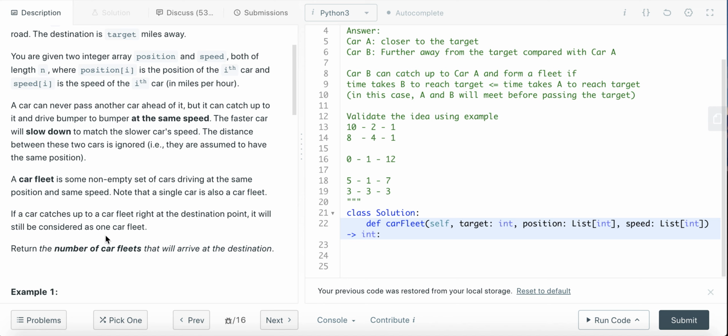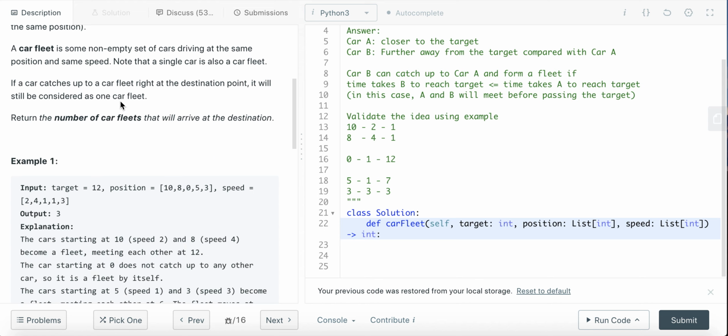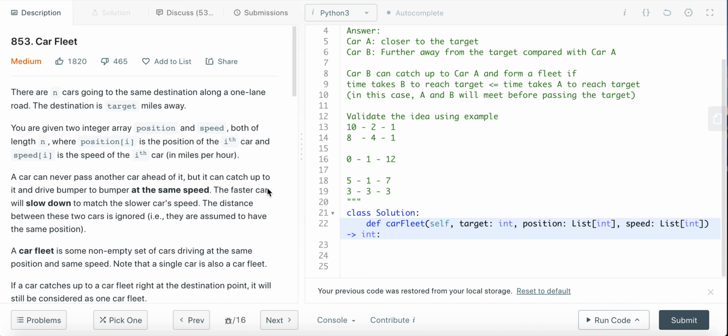If a car catches up to a car fleet right at the destination point, it will still be considered as one car fleet. So they will meet each other and form a car fleet. Return the number of car fleets that will arrive at the destination.